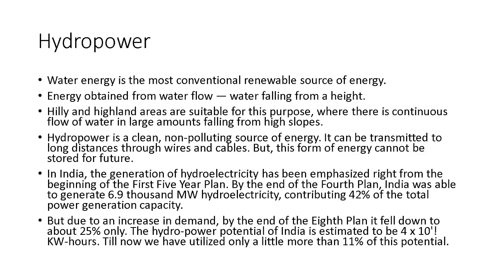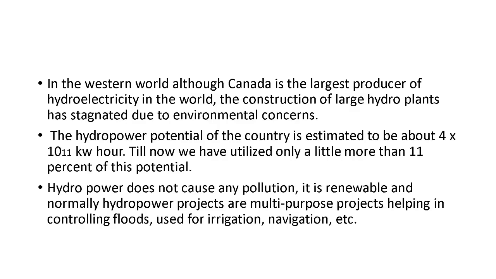Okay. In India, the generation of hydroelectricity has been emphasized right from the beginning of the first 5-year plan, and by the end of the fourth plan, India was able to generate 6.9 thousand megawatt of hydroelectricity, contributing 42% of total power generation capacity. That means a large amount of the energy requirement, in the form of electricity, is fulfilled by water or hydropower. Okay, but as the population is increasing, there is a need for more energy sources.